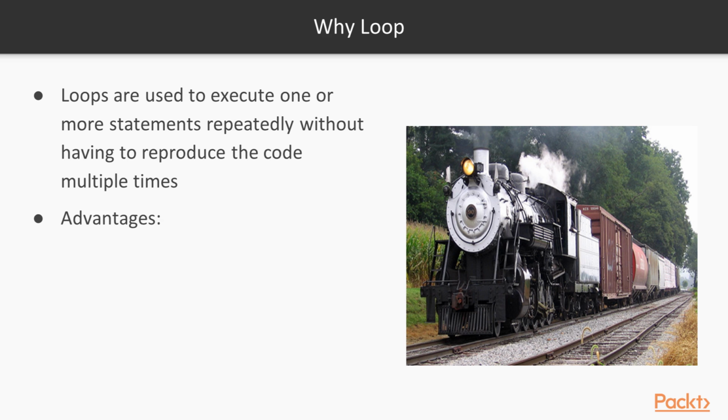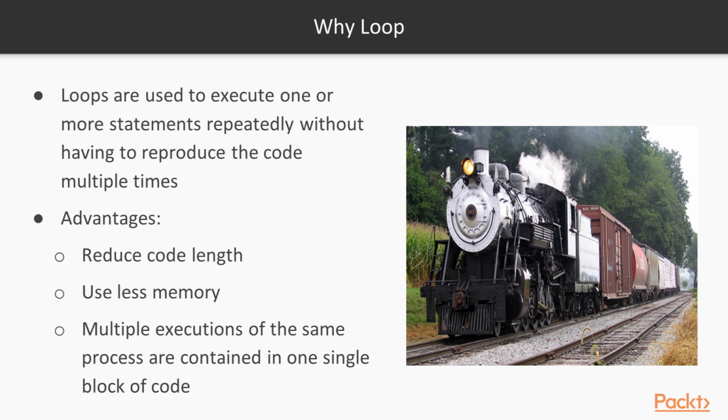What are advantages to this? Well, again, we reduce the code length. This counting can be a lot. A train could contain hundreds of cars. Because of that, that's a lot of lines of code that can be reduced down to one line of code. You also use less memory. Not as much memory is required to execute the loop because you're only doing it confined into one block. And multiple executions of the same process are contained in one single block of code. It's very efficient and it makes code reading easier and execution better.